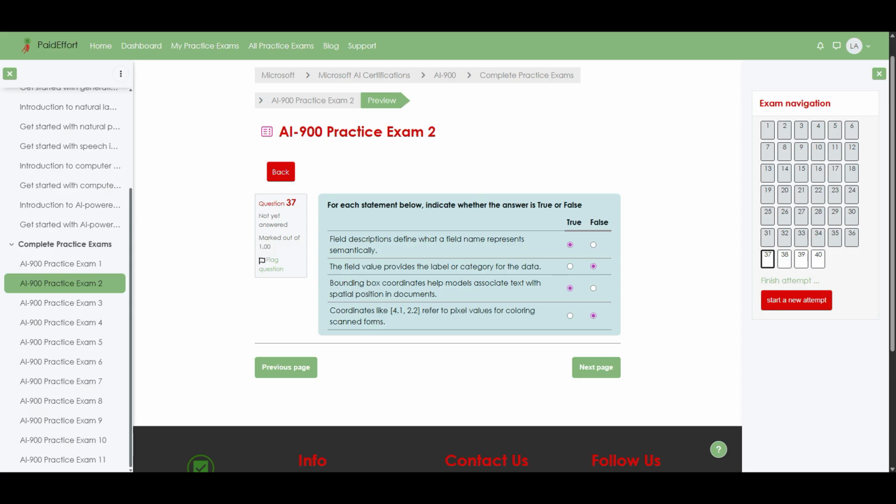Now, bounding box coordinates are essential in document analysis. They help the model figure out where each piece of text is located on a page.